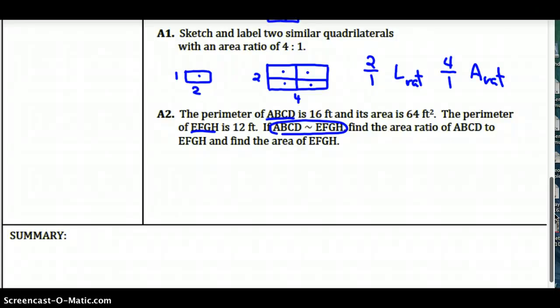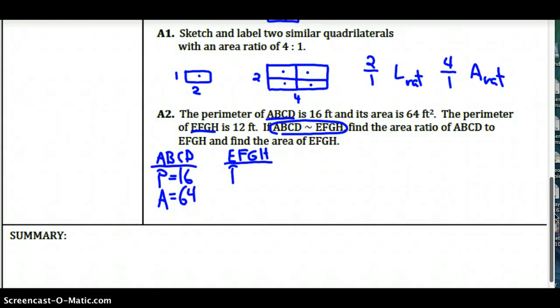So we need to find the area ratio of ABCD quadrilateral to EFGH quadrilateral. So off to the side here, I'm going to go, I got ABCD quadrilateral. It's got a perimeter of 16, and it has an area of 64. I don't know what kind of shape it is. It's just a quadrilateral. Now with E, F, G, H, you know the perimeter is 12, but its area is unknown at this time. Okay?